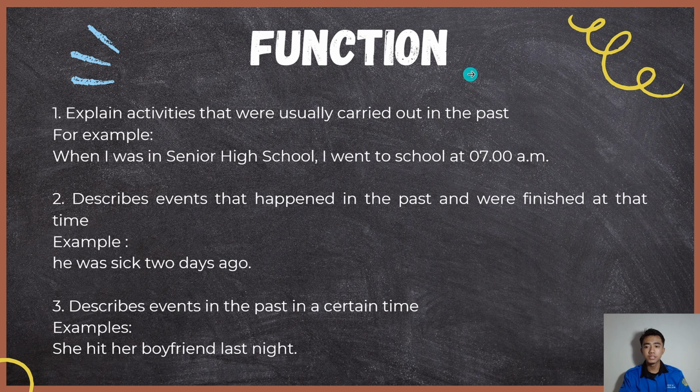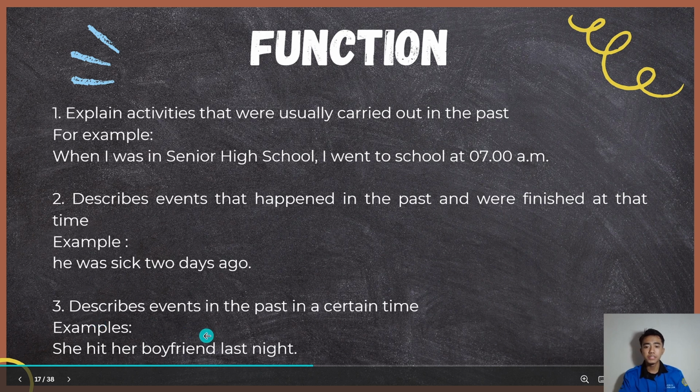Okay, this is the function of simple past tense. First, explain activities that were usually carried out in the past. For example, when I was in senior high school, I went to school at 7 a.m. And then second, describes events that happened in the past and were finished at the time. Example, he was sick 2 days ago. Third, describe events in the past at a certain time. Example, she hit her boyfriend last night.